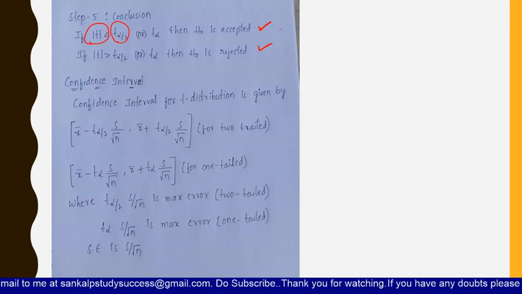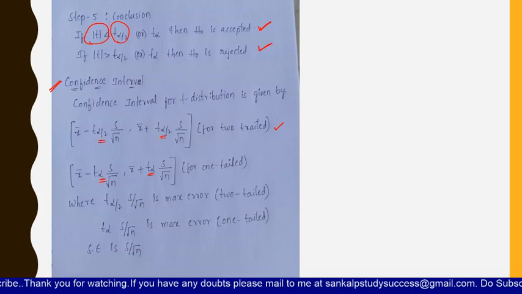Here we also have a small concept, which is confidence interval. What is the confidence interval for t distribution? It is given as x bar minus t alpha by 2 s by root n comma x bar plus t alpha by 2 s by root n. This is for two-tailed. For one-tailed it is x bar minus t alpha. For one-tailed you will take alpha, for two-tailed you will take alpha by 2. The formula is the same, just you are taking the value as alpha by 2 in one case and alpha in the other.